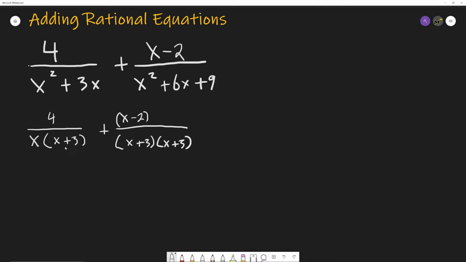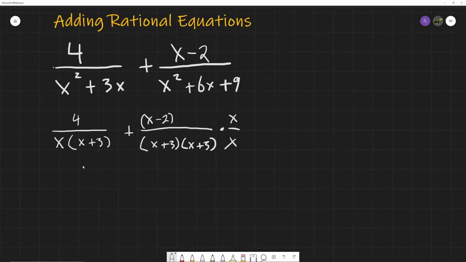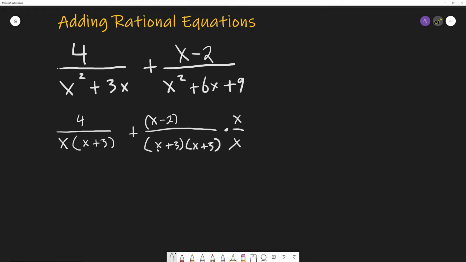And so we have to find the LCM. Well, this side over here is just missing an x, and the side on the left is just missing an extra quantity of x plus 3. So I'm going to multiply this by a 1. I'm not changing the value of it. I'm multiplying it by a 1, but my 1 is going to look different. It's going to be x over x. And on the left side here, I'm going to multiply this by x plus 3.